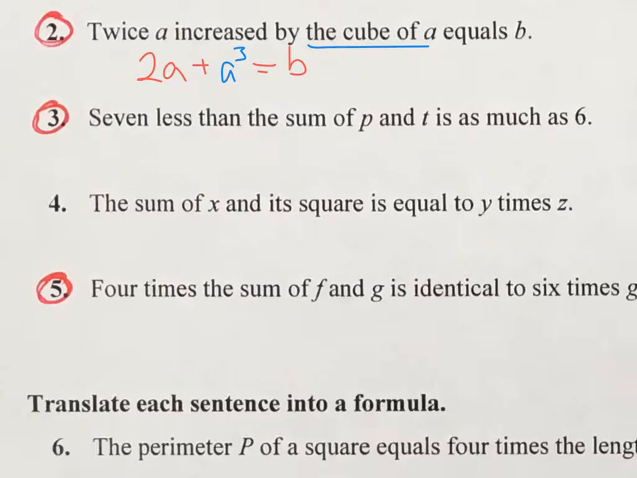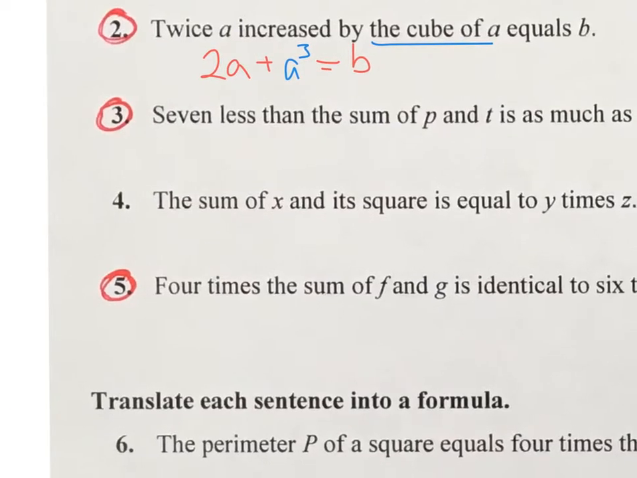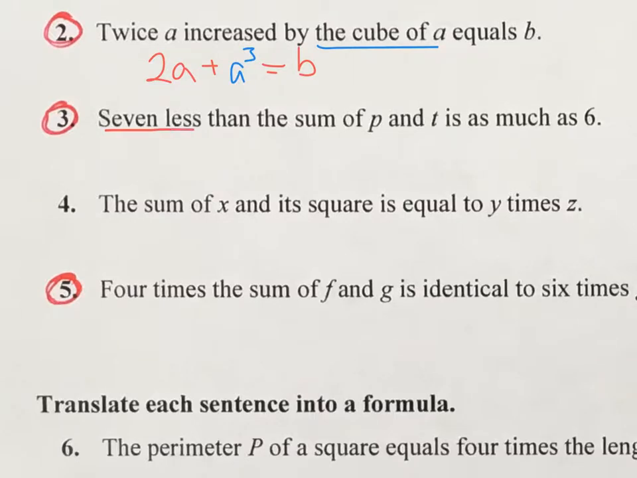Let's jump to number 3. It says 7 less than the sum. Well, let's first start out with 7 less than. Now, what does that mean? Does it mean 7 take away something, or does it mean something take away 7? The word than implies a switch. You guys remember that? If I say, what's 7 less than your age? You're not going to say 7 take away your age. You're going to say your age take away 7. So 7 less than implies a minus 7 at the very end.